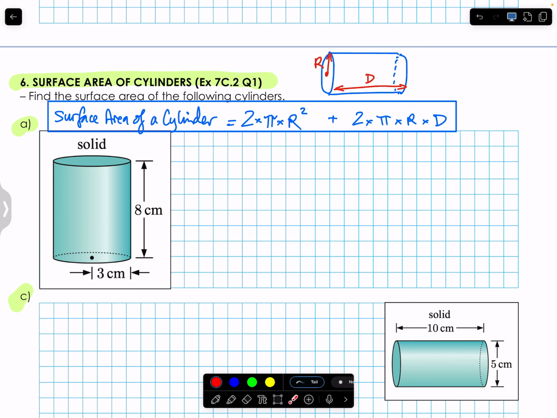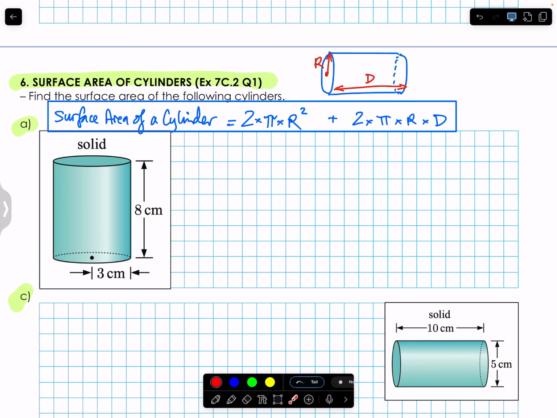The surface area of a cylinder is 2 times pi times radius squared. This little bit here tells you the area of the 2 circles on either end. And then are you going to get this down or what? You're just going to look at it? Plus 2 times pi times radius times depth. That tells you the surface area of the little tube that goes around.